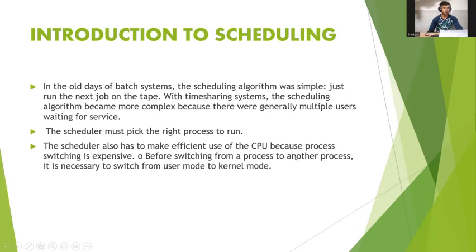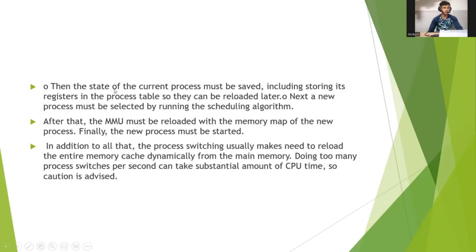Before switching from one process to another process, it is necessary to switch from user mode to kernel mode. Then the state of the current process must be saved, including storing its registers in the process table so they can be reloaded later. Next, a new process must be selected by running the scheduling algorithm. After that, the MMU must be reloaded with the memory map of the new process. Finally, the new process must be started.